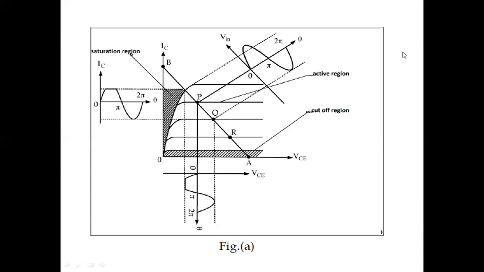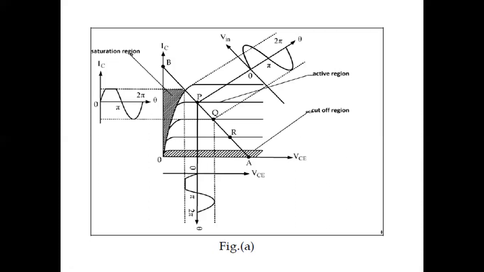So this point is not a correct selection. Here, if we observe this graph, this is the DC load line. On the DC load line, we are going to represent the operating point Q exactly in the middle of the active region. If we select the operating point at T, which is very, very close to the saturation region, then the output current will be clipped at the positive peaks. So this point is not at all a correct selection of operating point.